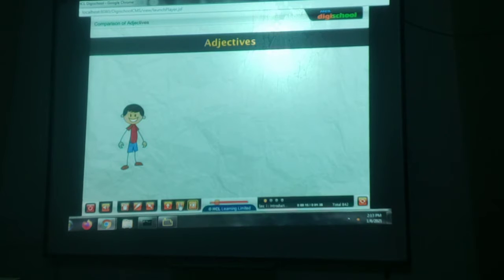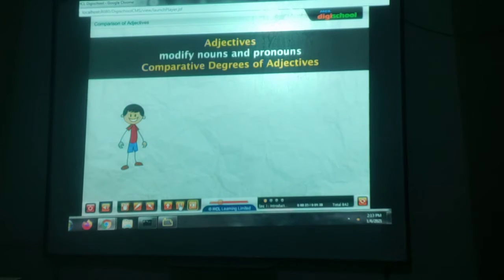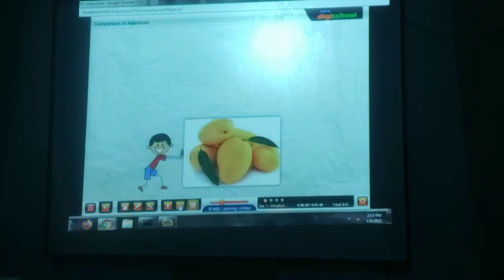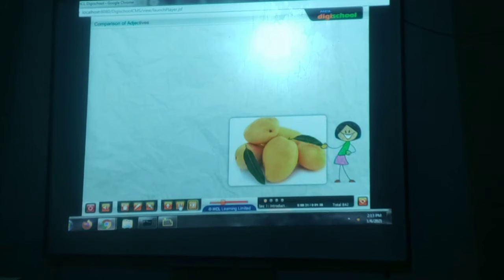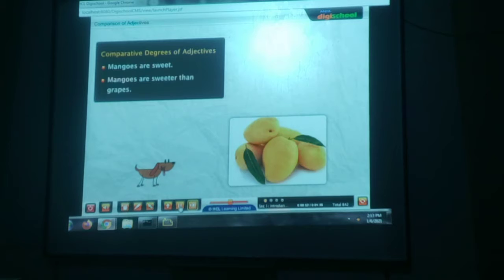Adjectives are words that are used to add to a meaning or to describe nouns or pronouns. Now let's find out about the comparative degrees of adjectives. Read the sentence. Mangoes are sweet. In this sentence, only a statement has been made about the quality of mangoes. What if you compare mangoes with some other fruit? For example, you might say, mangoes are sweeter than grapes.